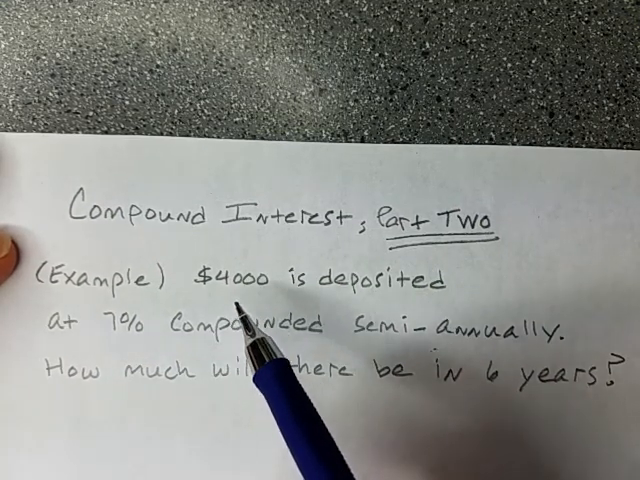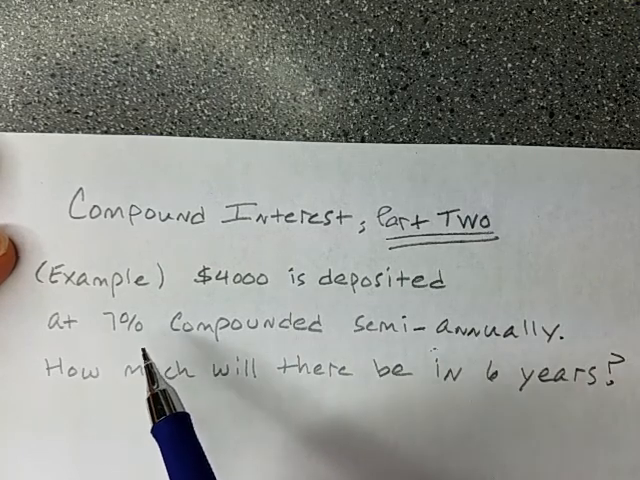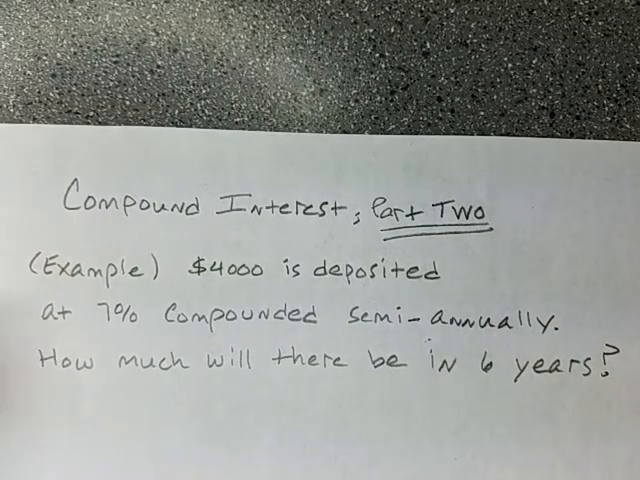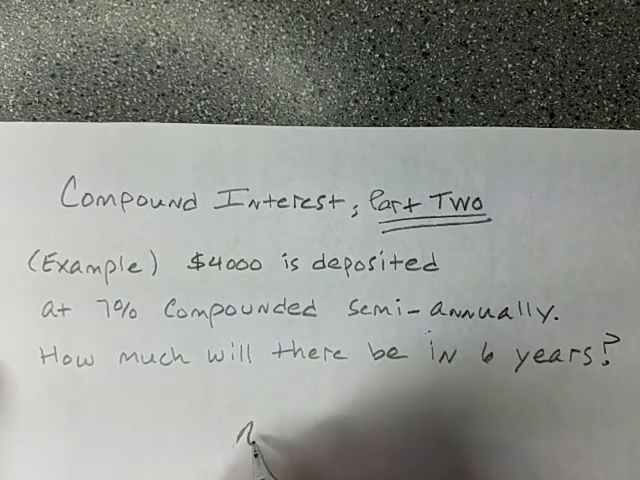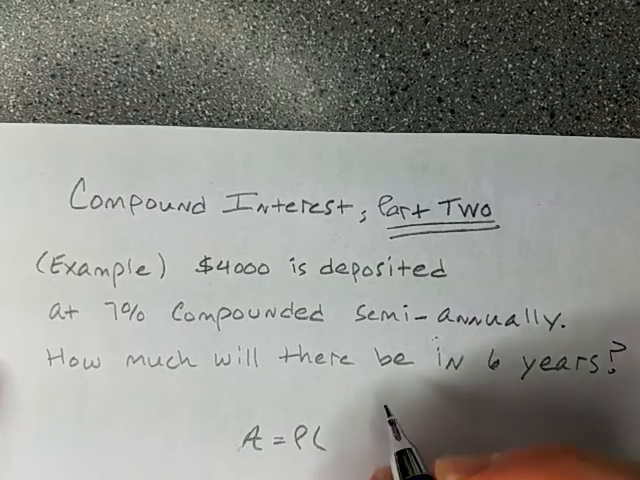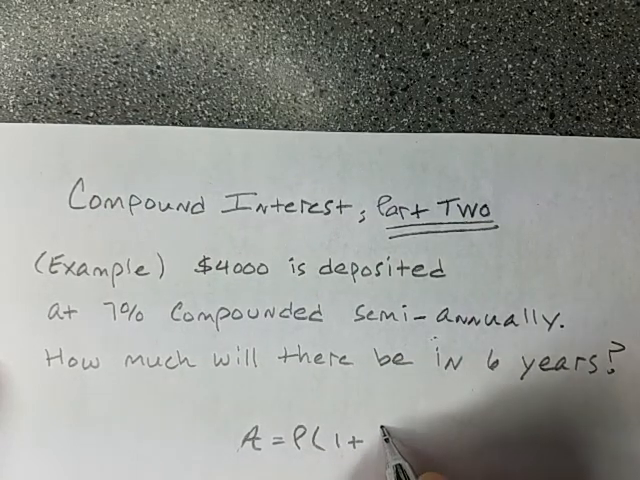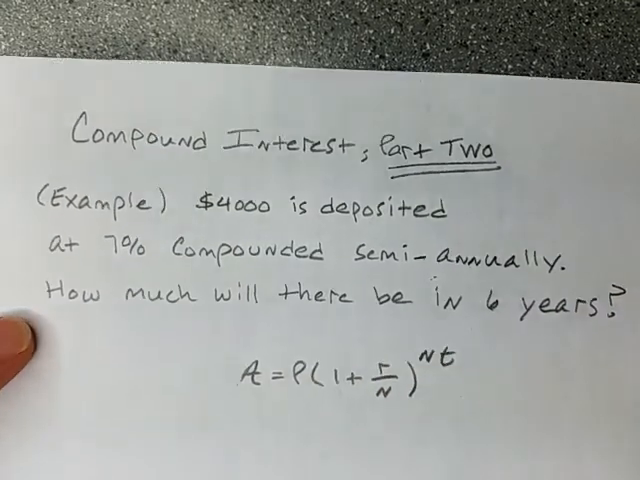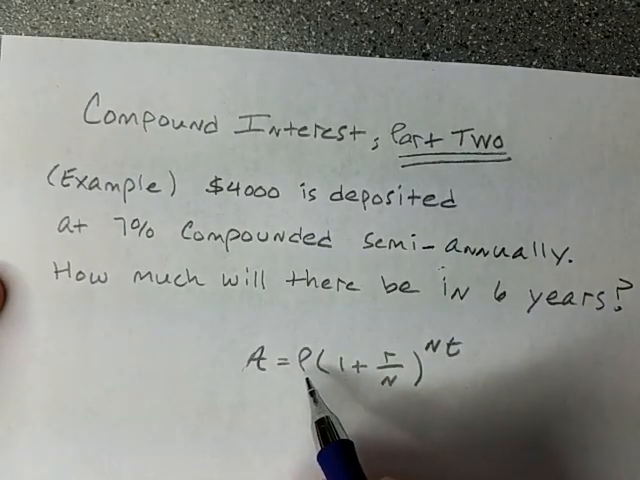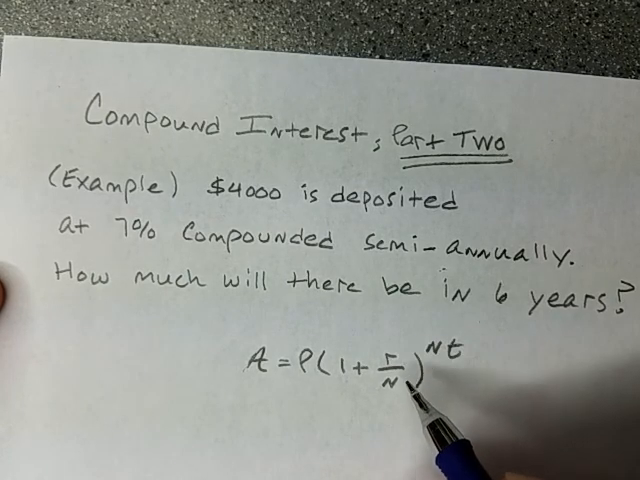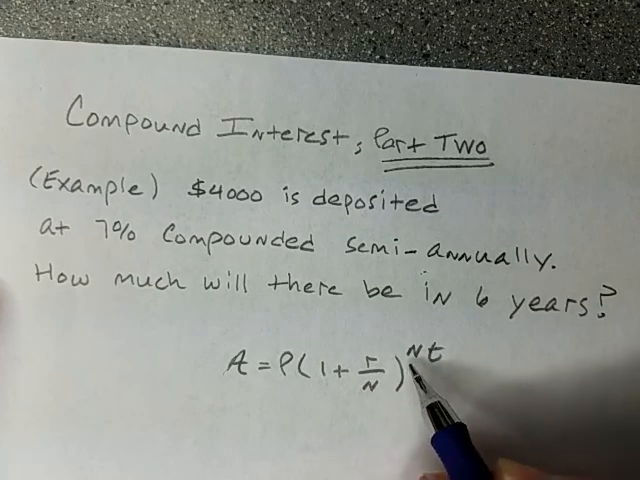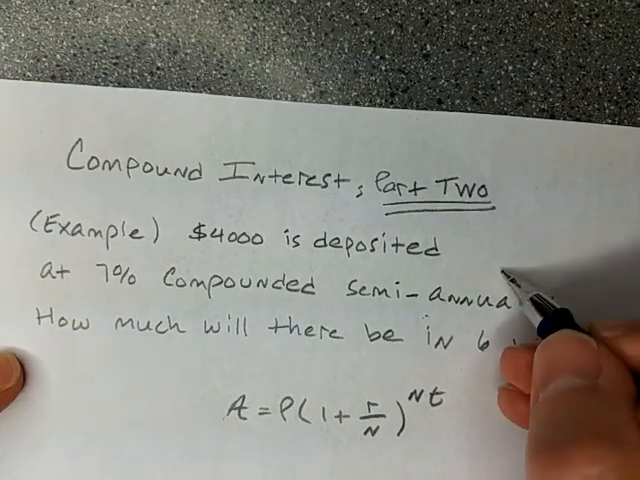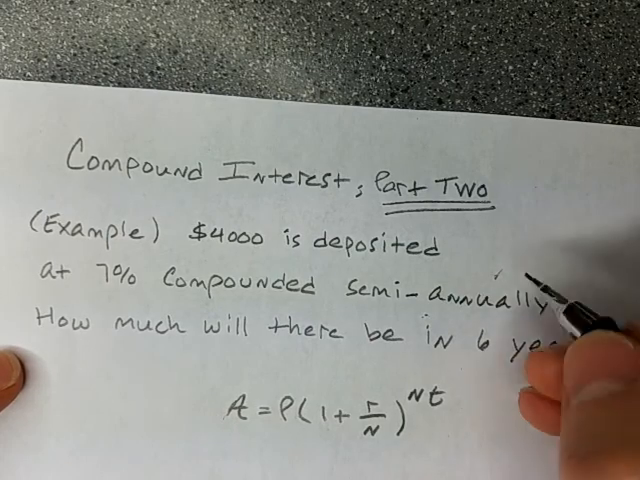So first problem, suppose $4,000 is deposited at 7% interest compounded semi-annually. How much will there be in 6 years? So let's remember the details of our formula for compound interest. So first I'll write down what the formula is. There it is. P is the principal that's invested. R is the interest rate. N is how many times per year we compound the interest. If that's semi-annually, that makes N be 2, it turns out.